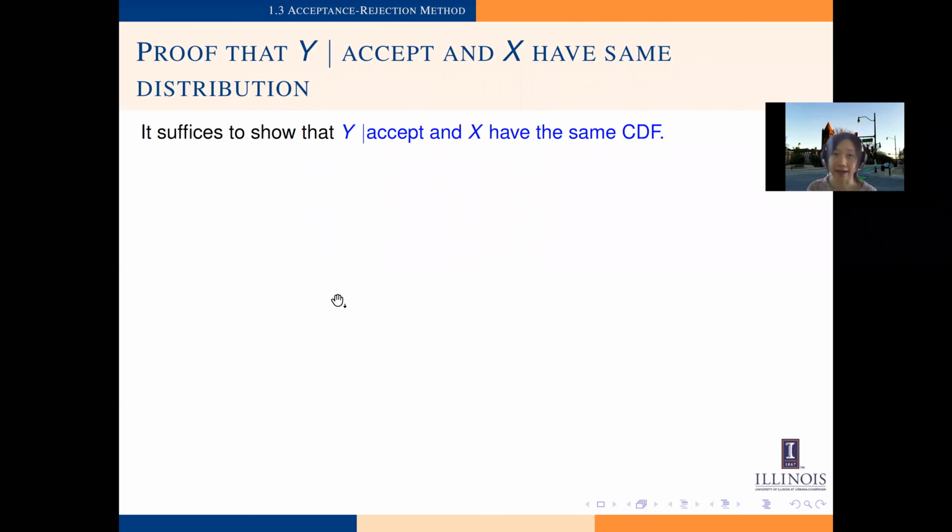We want to show that the accepted y's using the acceptance rejection method and the original distribution we want to sample from, x, actually follow the same distribution. To show this, it suffices again for us to show that y given accept and x have the same CDF. So what is the CDF of the y's given that they are accepted?